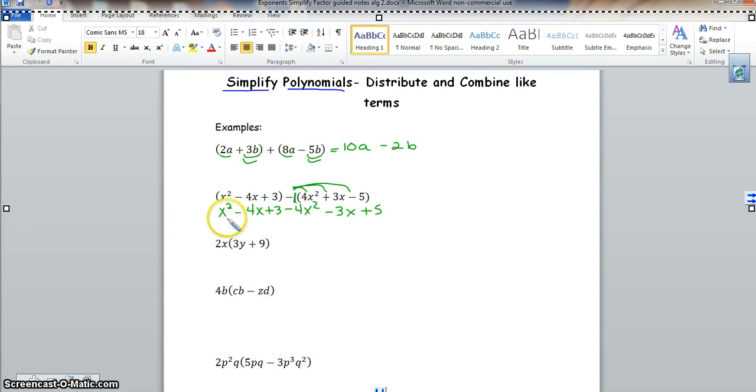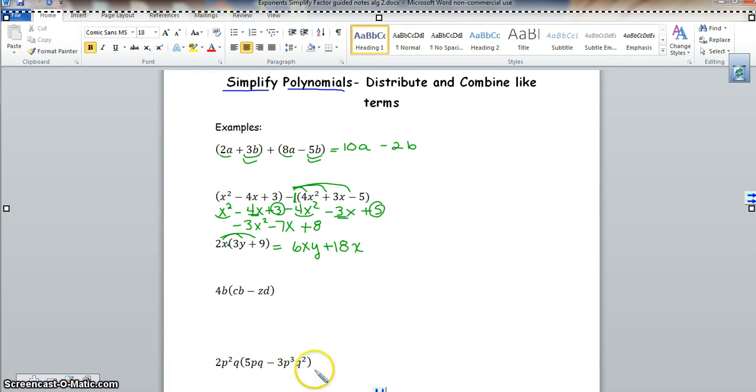The variable has to be the same and the exponent has to be the same to be alike. And then we have negative 4x and a negative 3x. Negative 7x. And then we have our constants. So 3 plus 5 is 8. This one is distributed because we have a multiplication here. So we're going to distribute the 2x through, so we get 6xy plus 18x. These are not alike because the variables are not exactly the same.